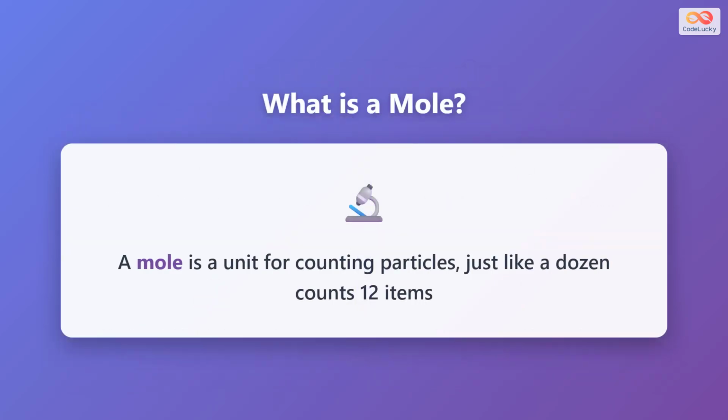So what exactly is a mole? A mole is a unit for counting particles, just like a dozen counts 12 items. When we say 1 dozen, we mean exactly 12. When we say 1 mole, we mean a specific number of particles, whether they're atoms, molecules, or ions. The mole gives us a convenient way to work with huge numbers of tiny particles.